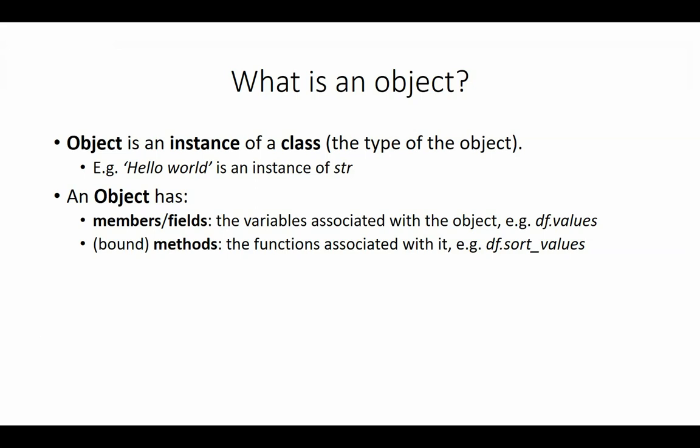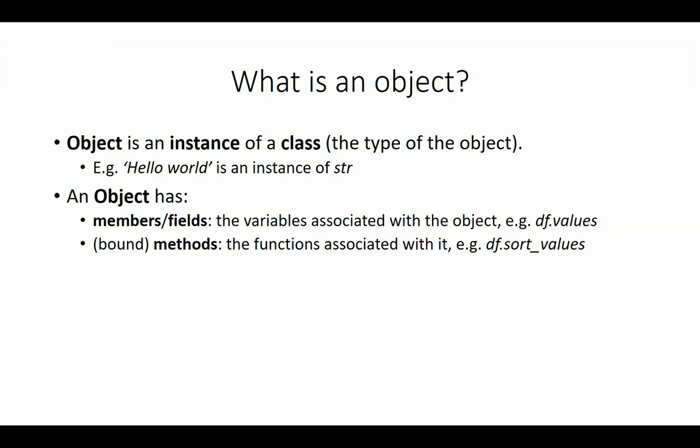OK, so let's begin with clarifying a little bit of terms. Let's begin with asking what exactly is an object. Now, like I said, it's a bit tricky to define. I don't think I have a very good definition, but I think that through examples, it becomes very clear what we mean. So, a not very good, circular definition would be that an object is an instance of a class, where a class is the type of the object.